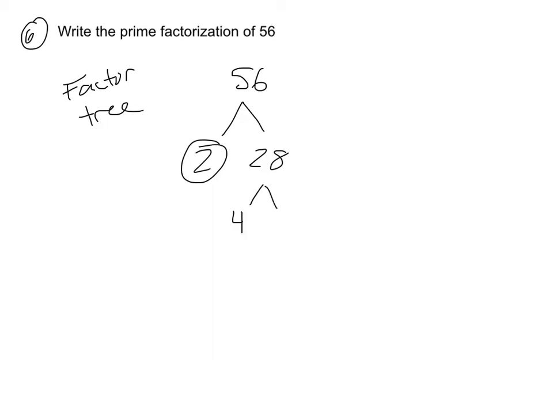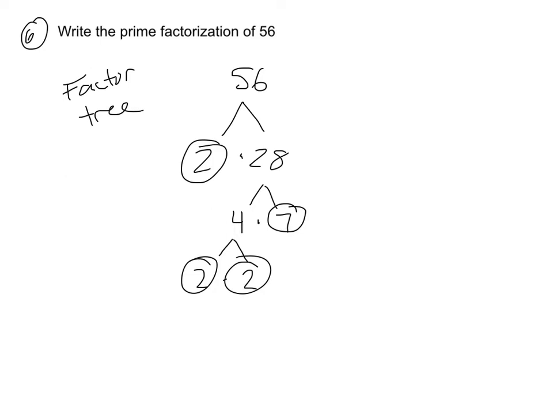Well, let's see. 4 times 7 would get me 28. I know 7's prime, but 4 is not. 2 times 2. Multiplication there. 2 times 2, all right, that's 4. And both 2 and 2, well, they're the same number, and they're both prime. So I'm done. So what do I do in this case?